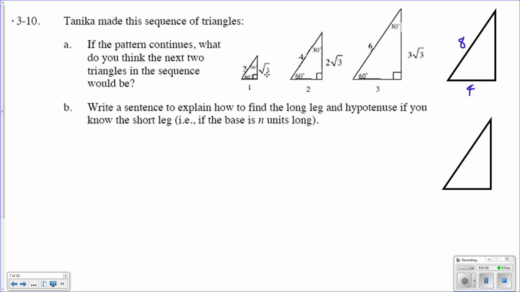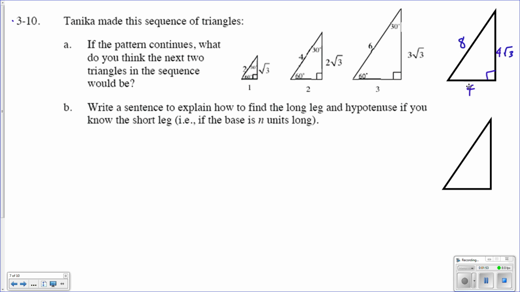The third side, we had radical 3, then we had 2 radical 3, then we had 3 radical 3, which leads us to believe that on the fourth figure, it would be 4 radical 3. If that's what you thought, you are correct.